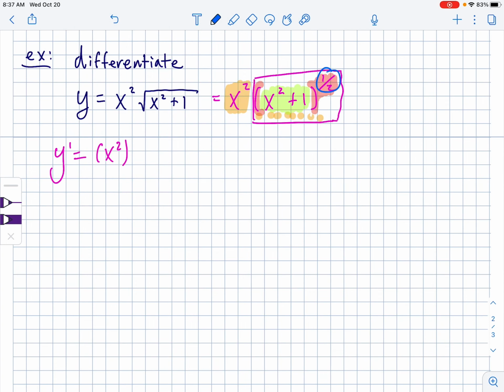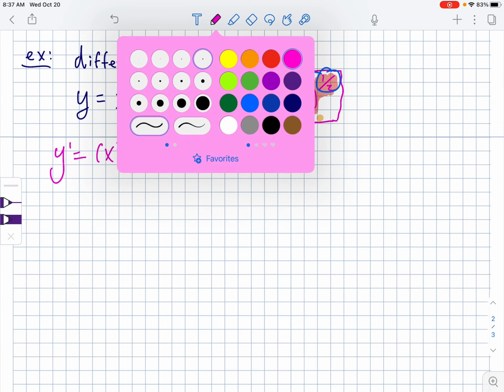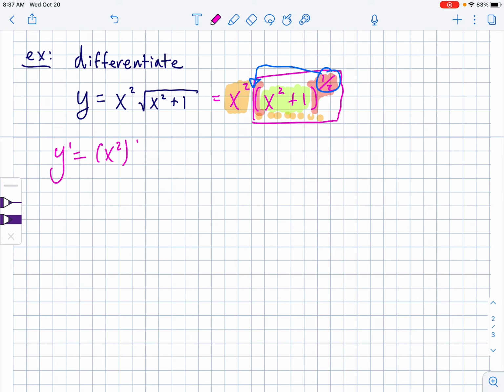With the derivative of that guy, it's a chain rule. So I have to do derivative of the outside with the inside intact. So that's bringing the 1/2 out in front and then leaving the inside intact. So we get 1/2. I'll just pop that in parentheses. Inside stays the same, and then we drop the power down 1, so subtract 1 off the 1/2.